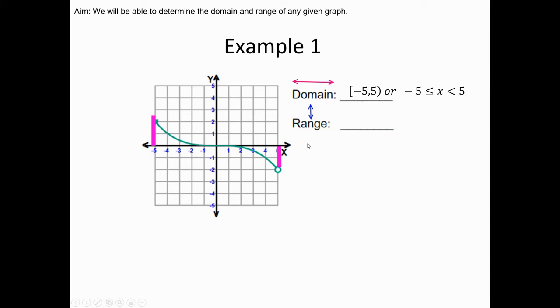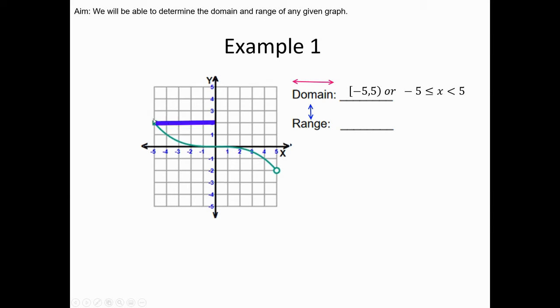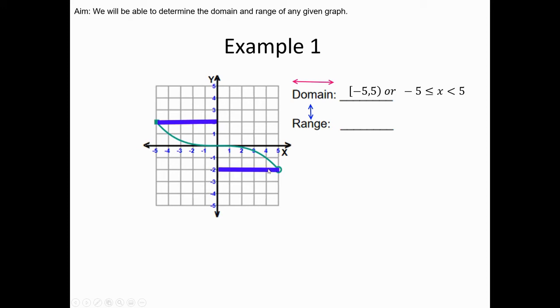So for range, let's get rid of this pink stuff right here. Range represents the y-axis, and that's up and down. So take a look. Notice how the highest point is right here at 2. Notice the lowest point of this graph is right here at -2. So we know the range goes from -2 to 2. It doesn't include -2, but it goes all the way up to 2. So that's there for interval notation.